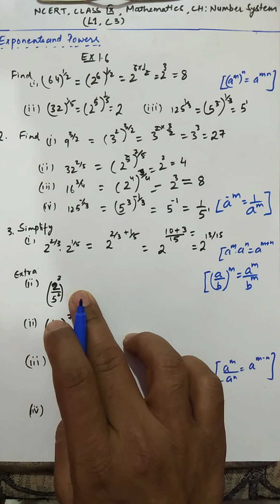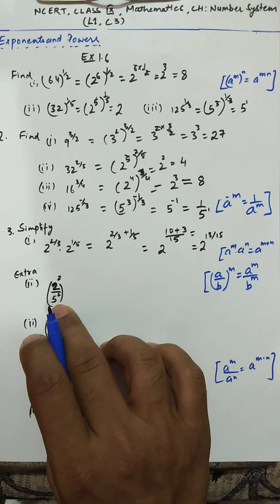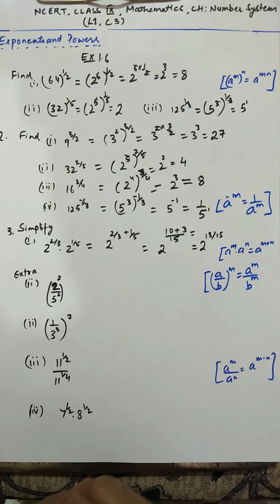So use this, and this is 2 upon 5 square and whole exponent is 2. You will be doing this yourself, so I'm giving you this as homework in extra questions.